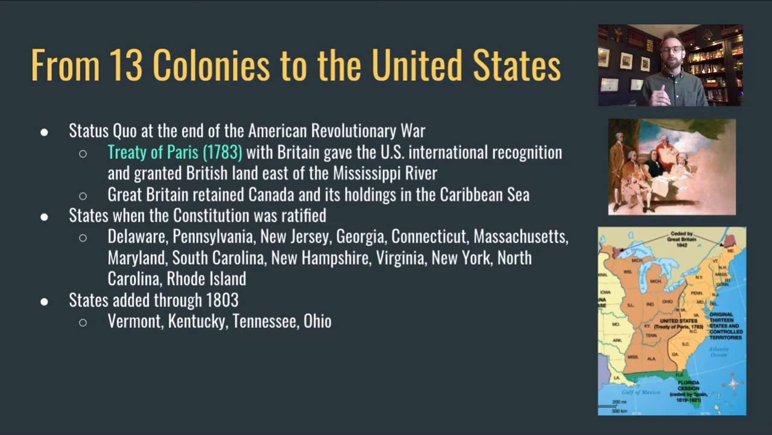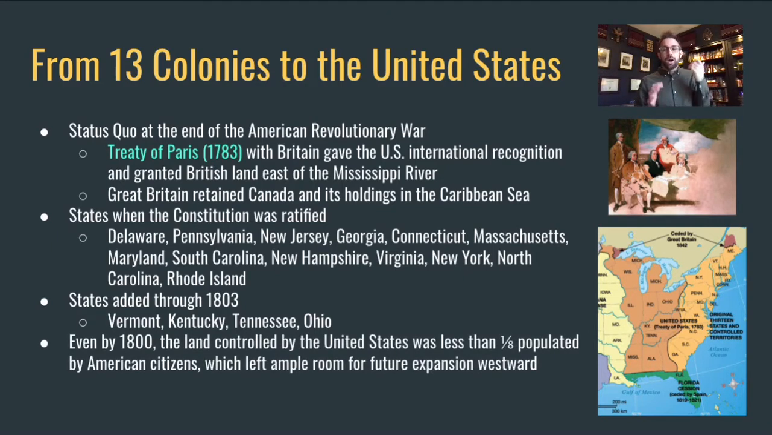Notice those are mostly moving just directly west of where many Americans were already settled, which means that even by 1800, the United States was not using most of this land. I think by 1800 we can reasonably say that only about 1/8 of it was populated by American citizens. And so they understood that there was a lot of room to expand westward.